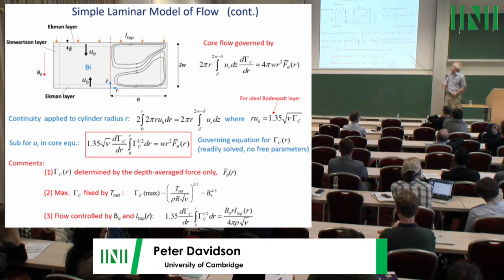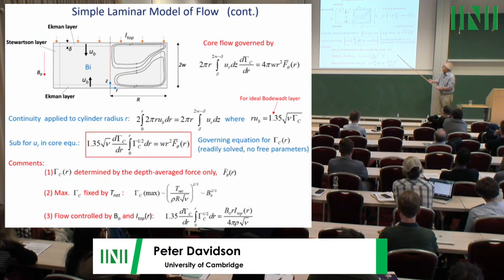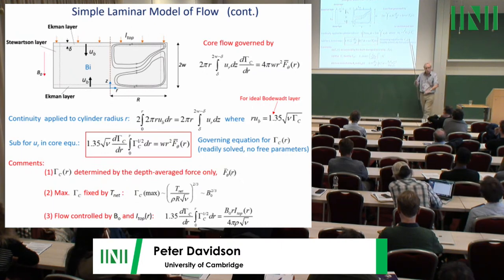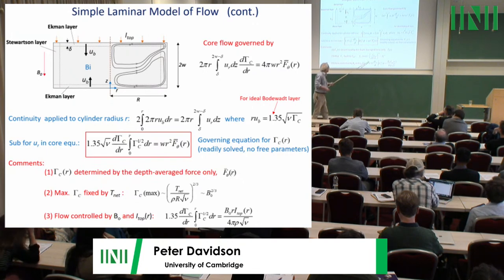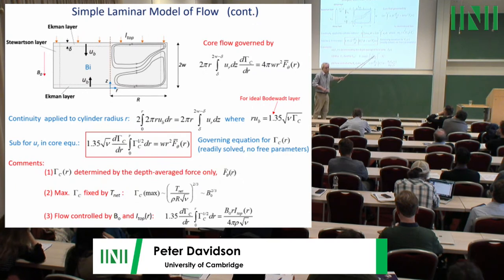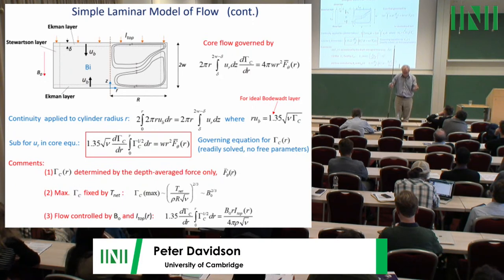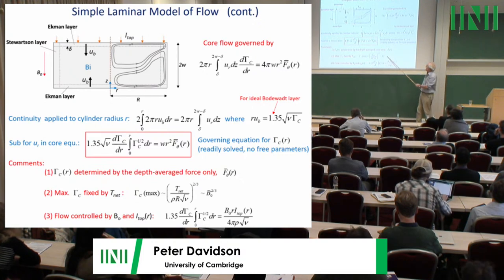You can extract quite a lot of information from this without doing any work. The first thing is, I said this already, the angular momentum is a function only of the depth averaged force. So it's very insensitive to the route of the current through the liquid metal. All it cares about is the force integrated through. If you do a little bit of work on this, you can show that the maximum velocity at the edge of the Stewartson layer scales as the net torque divided by this lot here. That's viscosity, radius, density to the 2/3. But the net torque is proportional to Bz, or B naught, the external magnetic field. So that gives me the scaling law that the maximum velocity in the battery scales as B to the 2/3.